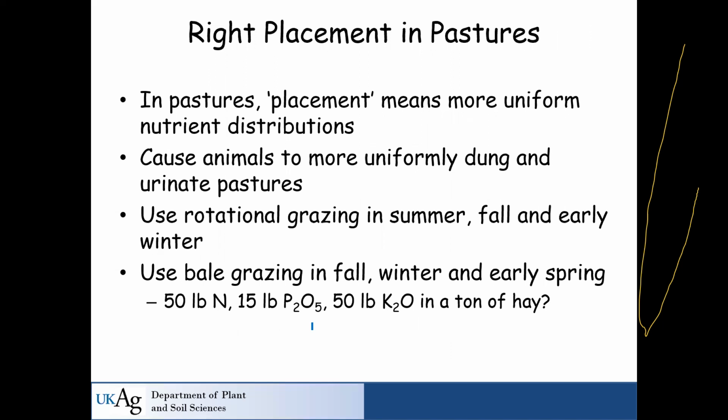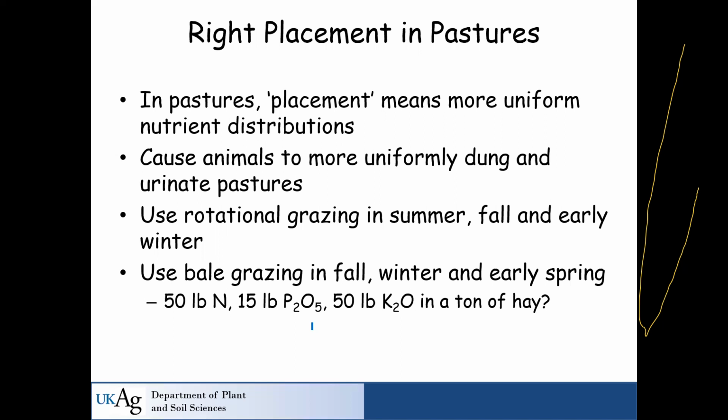Placement in pastures means you've got to manage the animal a bit better. You have to have more uniform nutrient distributions. You have to make the animals more uniformly dung and urinate in those pastures. You can use rotational grazing in the summer, the fall, and early winter to help with this. And you can use bale grazing in fall, winter, and early spring. The reason this works with bale grazing is because the nutrients in a ton of grass hay is 50 pounds of N, 15 pounds of P2O5, and 50 pounds of K2O.